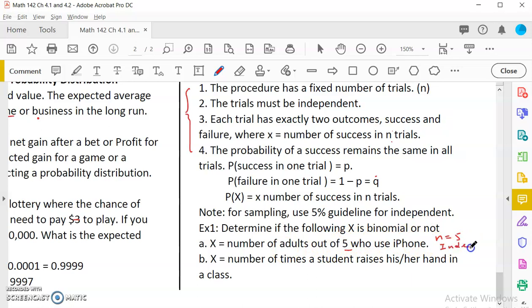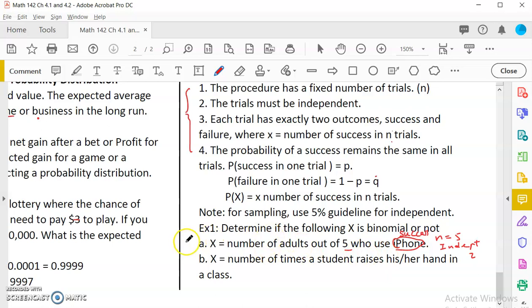Do I have 2 outcomes? Yes. iPhone, not iPhone. And success is an iPhone, right? So that is success, and people not using an iPhone is failure. The probability of iPhone we just don't know, but for the whole population there should be a percentage of people that use iPhone. So you can find the probability of X number of adults out of 5 who use iPhone by binomial.